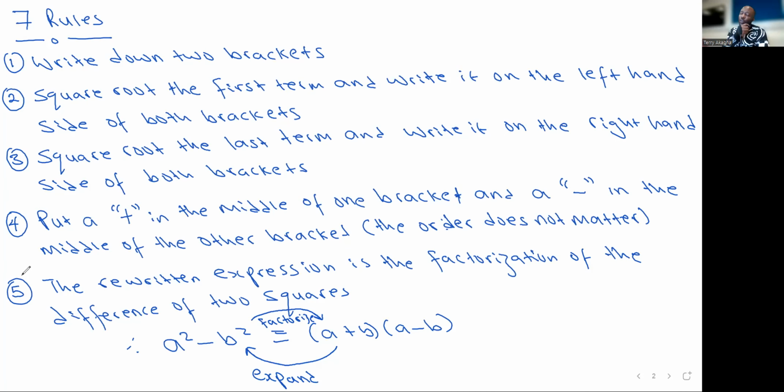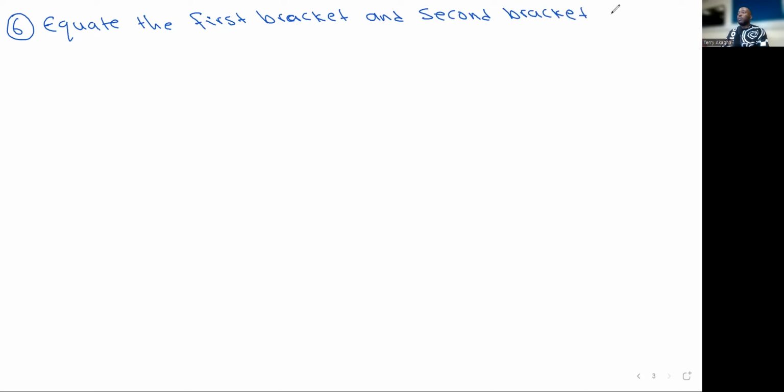But usually you'll be asked to solve, okay? So that means you have to go to step 6 and 7. In step 6, you have to equate the first bracket, which could have the positive or negative, and the second bracket separately. So you equate the first bracket and the second bracket separately, to be equal to 0, all right?